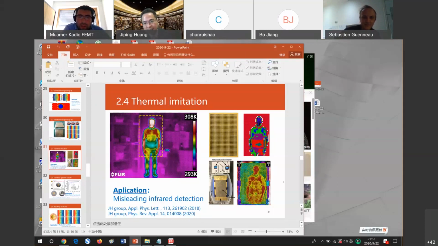Okay, thank you. But just to be clear, in this left picture, it's an image taken by a thermal camera. Yes, exactly. And on the right side, it's basically a very conducting structure that you would place in front of the person. Yes.